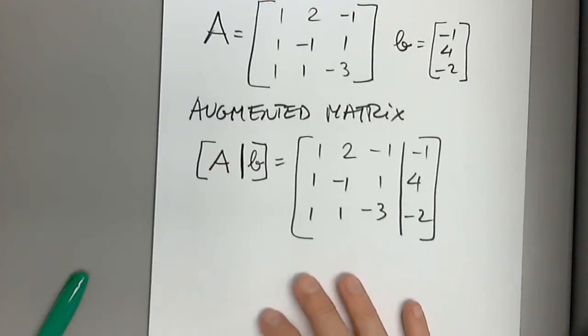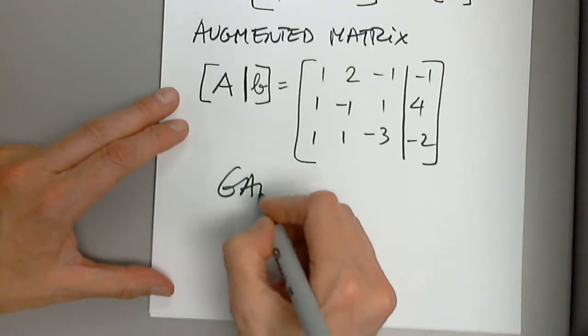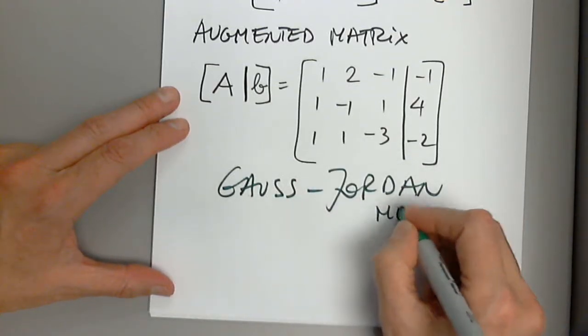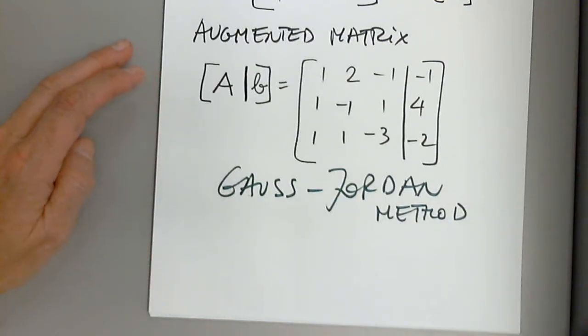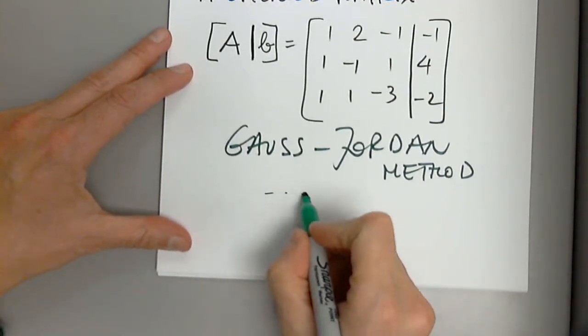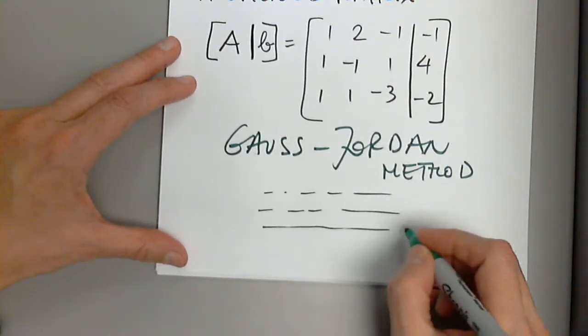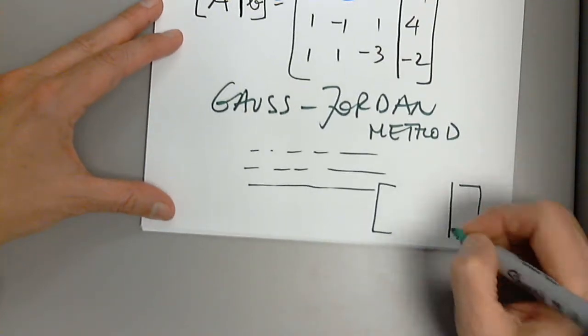Okay. So the method we are going to use is called the Gauss-Jordan method of solving the system. So here's what I want. I will apply some steps that we are going to talk about in a minute, and I would like the final form to look like this.